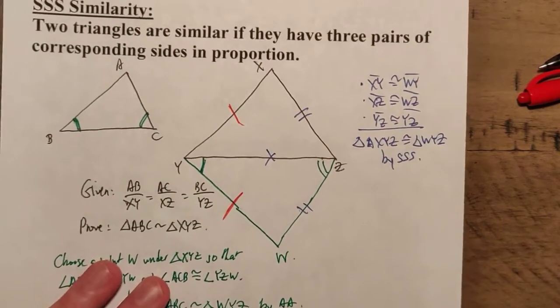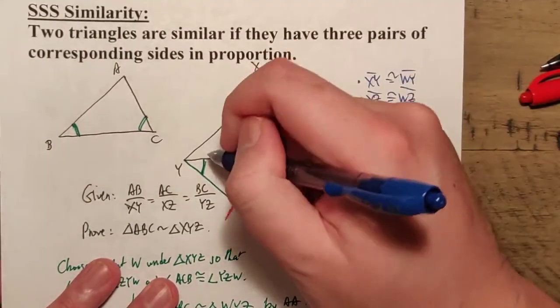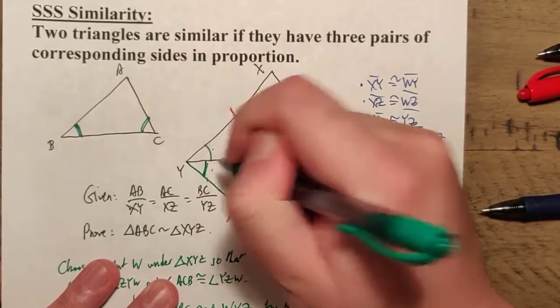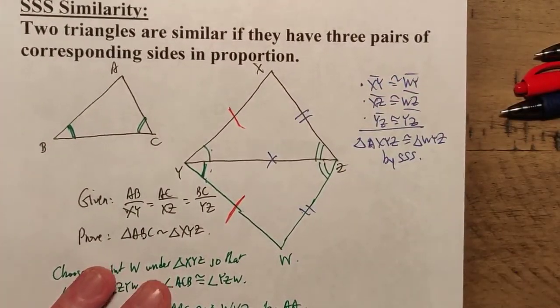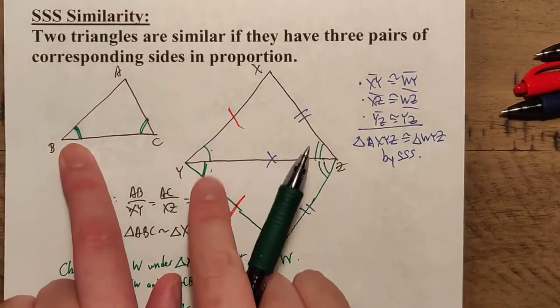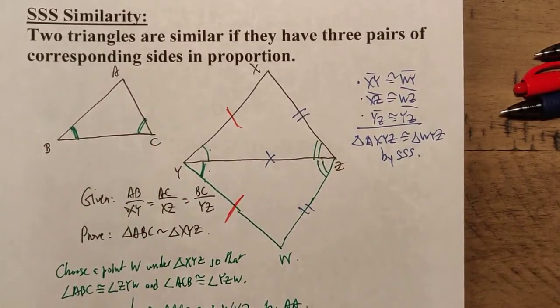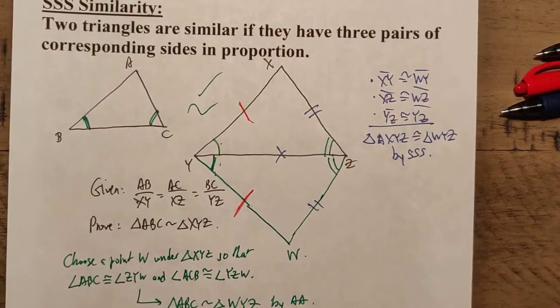Okay, so that's good, because now we know corresponding angles match. So this angle, WYZ, matches with this angle here, B. So these angles now match. These angles now match as well. But wait, that's what we wanted, right? Because now we have angle B matching with angle Y, we have angle C matching with angle Z, so now we can actually put everything together, and now these two triangles have to be similar by angles here.